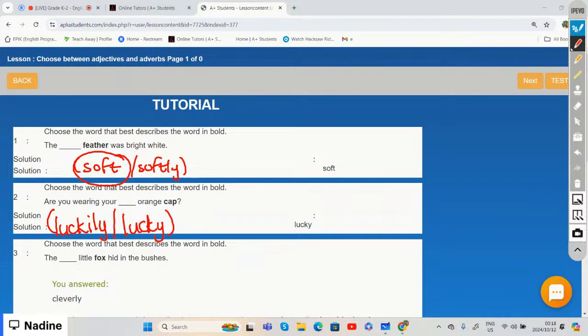All right, and if we were to choose the correct option, then yes, we would say, are you wearing your lucky orange cap? Well done. Lucky is correct. The next one says, do we say the clever little fox, or do we say the cleverly little fox? Which one is correct? The clever little fox hid in the bushes, or the cleverly little fox hid in the bushes? Which one is correct?